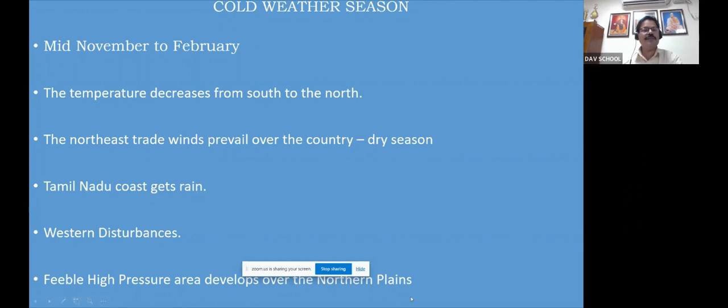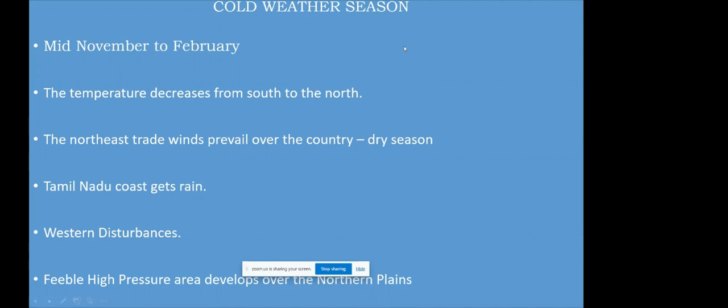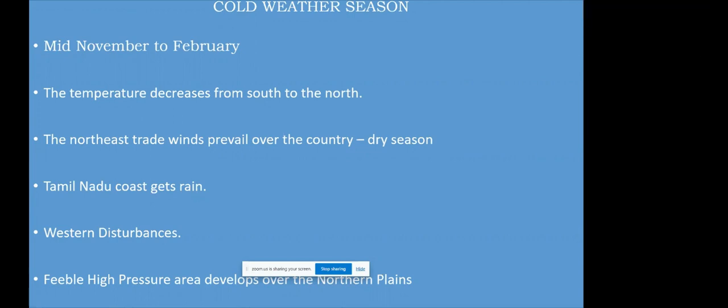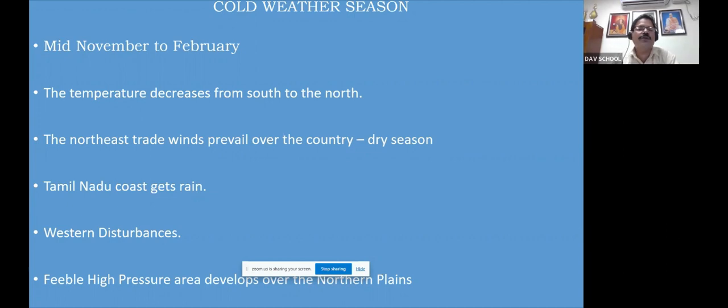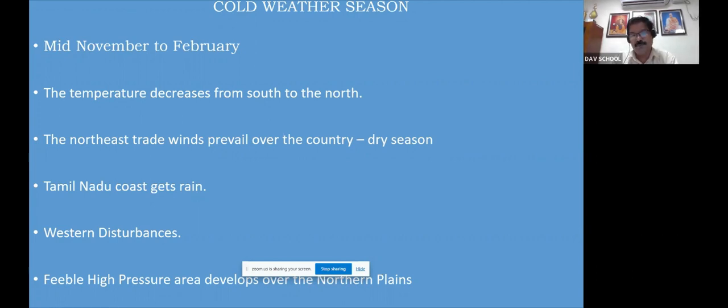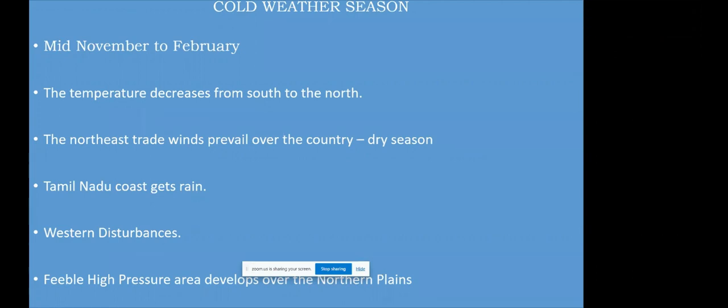See, one important feature of this season is that temperature decreases from south to north. Actually, in the southern parts, the temperature is higher. But if you go to the northern parts, the temperature is very low. In the south, do we require woolen clothes even in winter? No. Whereas in the north, you cannot live without woolen clothes in winter, because there the winter temperature is very low. So in the southern part the temperature is higher.